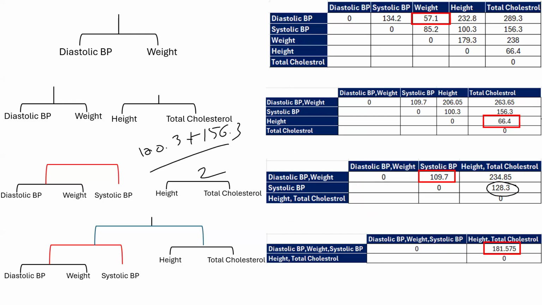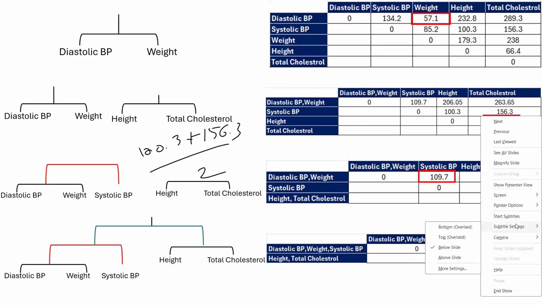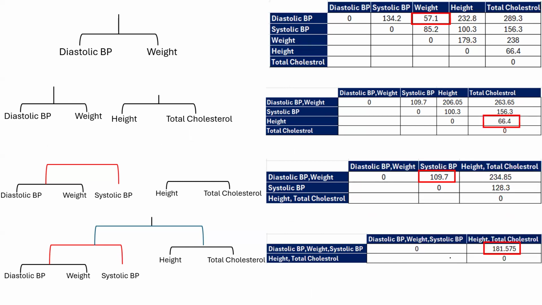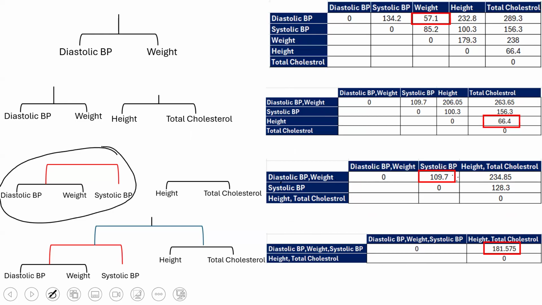And now in this new updated matrix, you got the smallest value, which is 109.7. Now you have to combine diastolic BP, weight with systolic BP into one cluster. So we formed this particular cluster. Okay, and then again update the distance matrix. Now these two are combined into one cluster, and the new distance matrix looks like this.